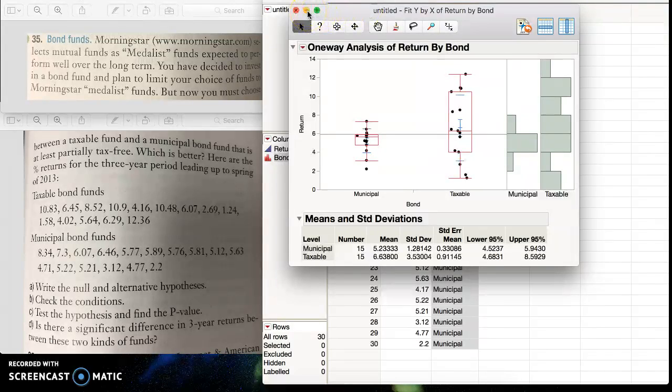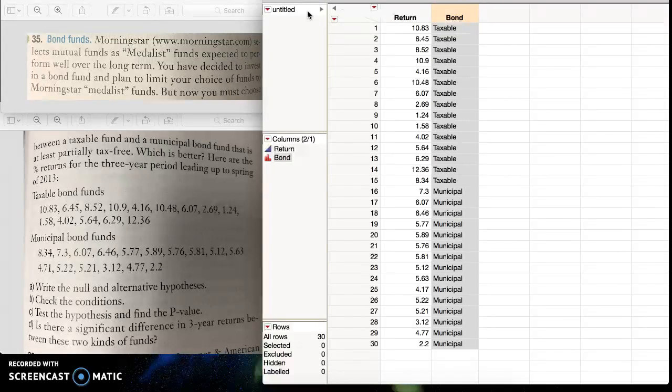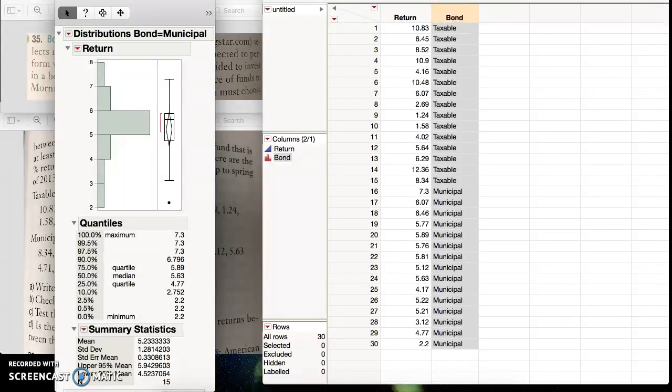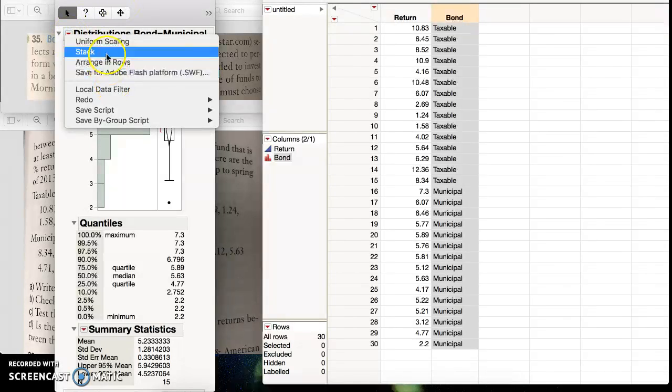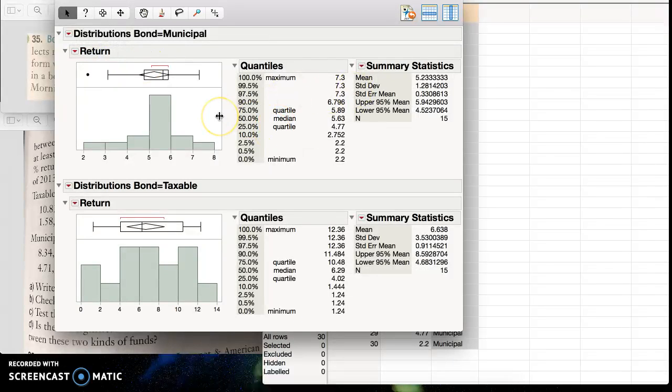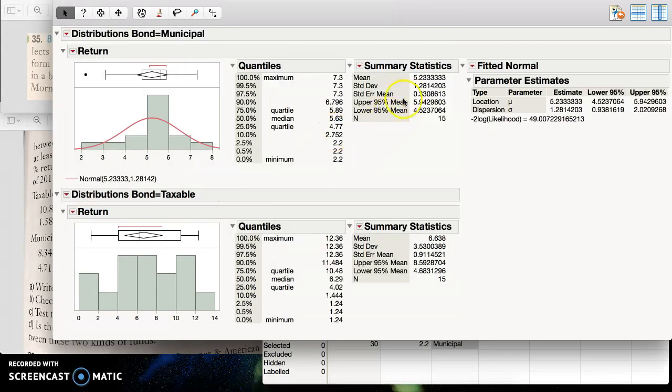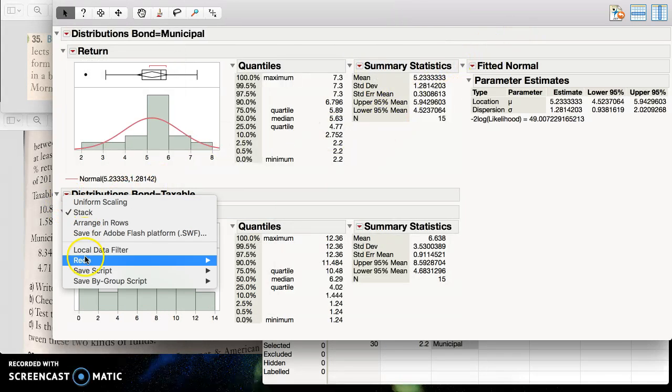part B. So what we're going to do is we're going to test for normality. So we're going to go to Analyze, Distribution, and then we're going to put our return in the Y and the bond in by. We're going to press OK. And for this, just to make it easier to look at, we're going to go to the hotspot and do stack. Now we're going to go to the return hotspot and we're going to do continuous fit and check normal. And then do the same thing here.